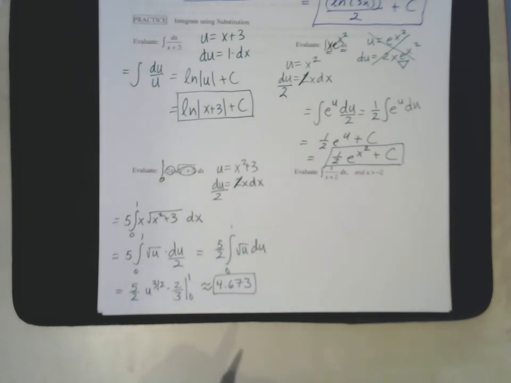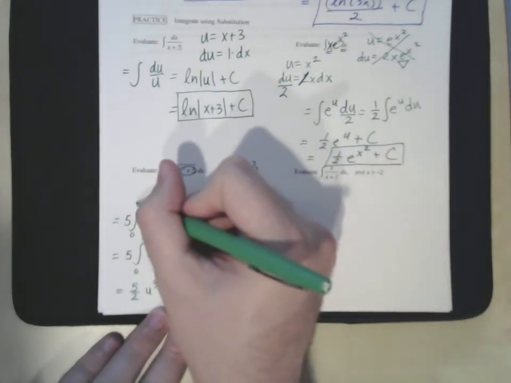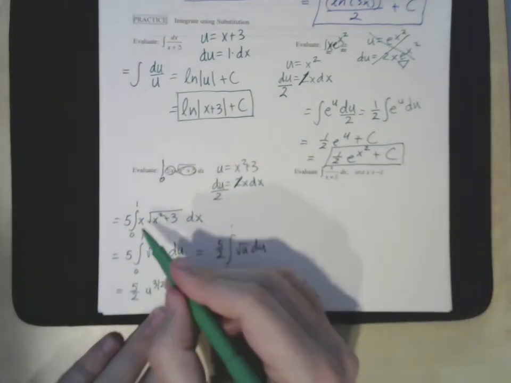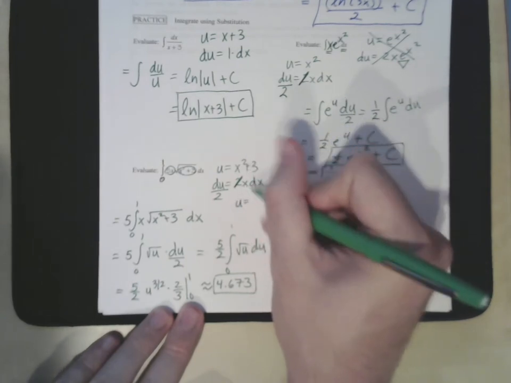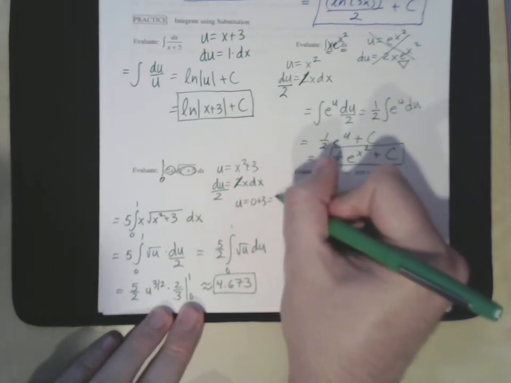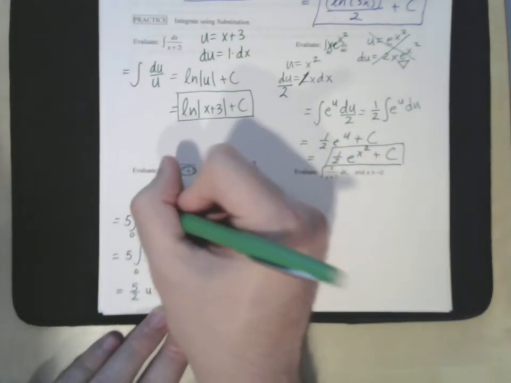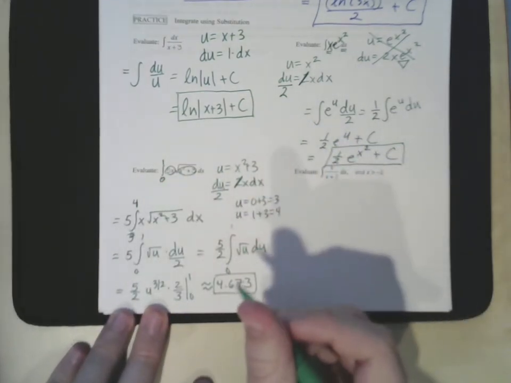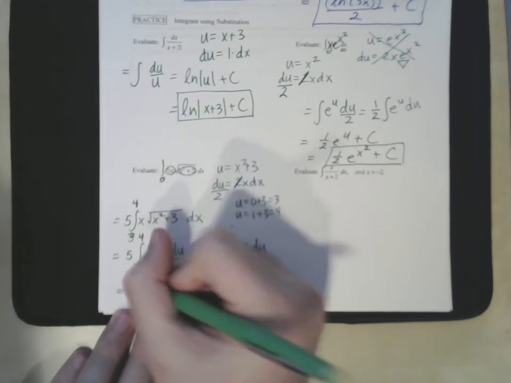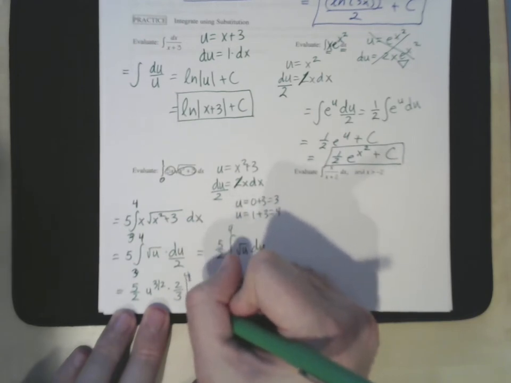But I did make an error here on purpose. So this is the right answer. I forgot to change our limits of integration. So these limits are x's. So I need my u to equal 0 plus 3, which equals 3, and u to equal 1 plus 3, which equals 4. So this should be 4, and this should be 3. 4 and 3.